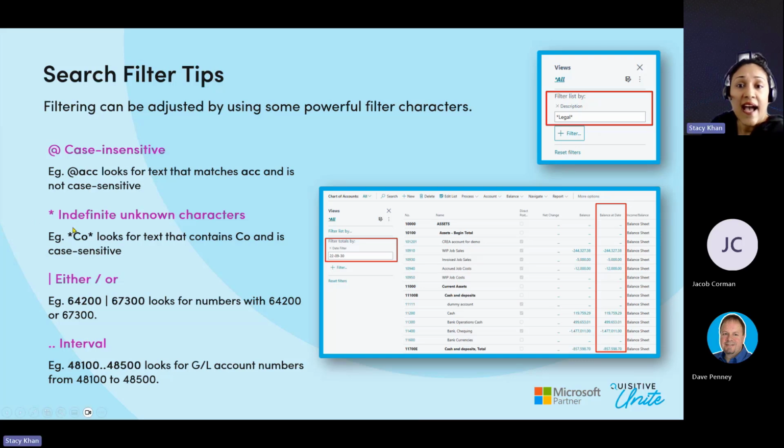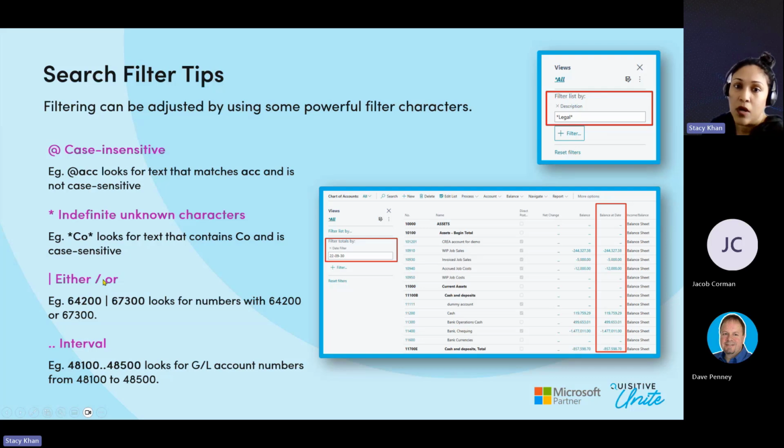Then there's the asterisk. If you put an asterisk at the start and end of, in this example, CO, the system will look for text that contains CO. However, this character filter is case sensitive, so you have to input the exact text.